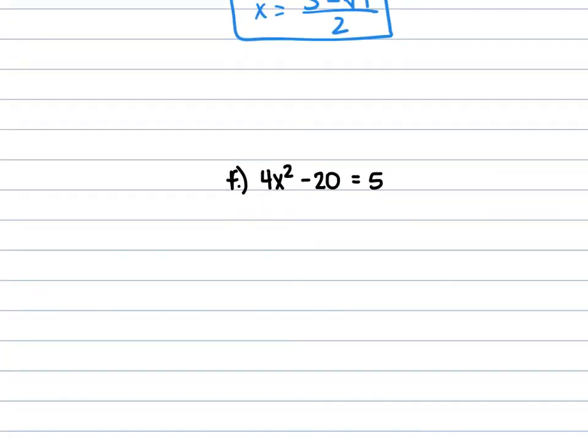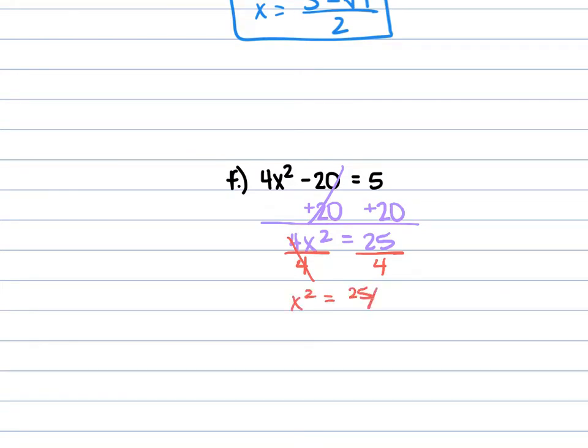For F, we have 4x squared minus 20 is equal to 5. So we're going to actually move the 20 over. So add it to both sides to get that x squared by itself. We have 4x squared is equal to 25. Then we're going to divide each side by 4. So x squared is equal to 25 over 4. And then take the square root of both sides. So x is equal to plus or minus 5 over 2.